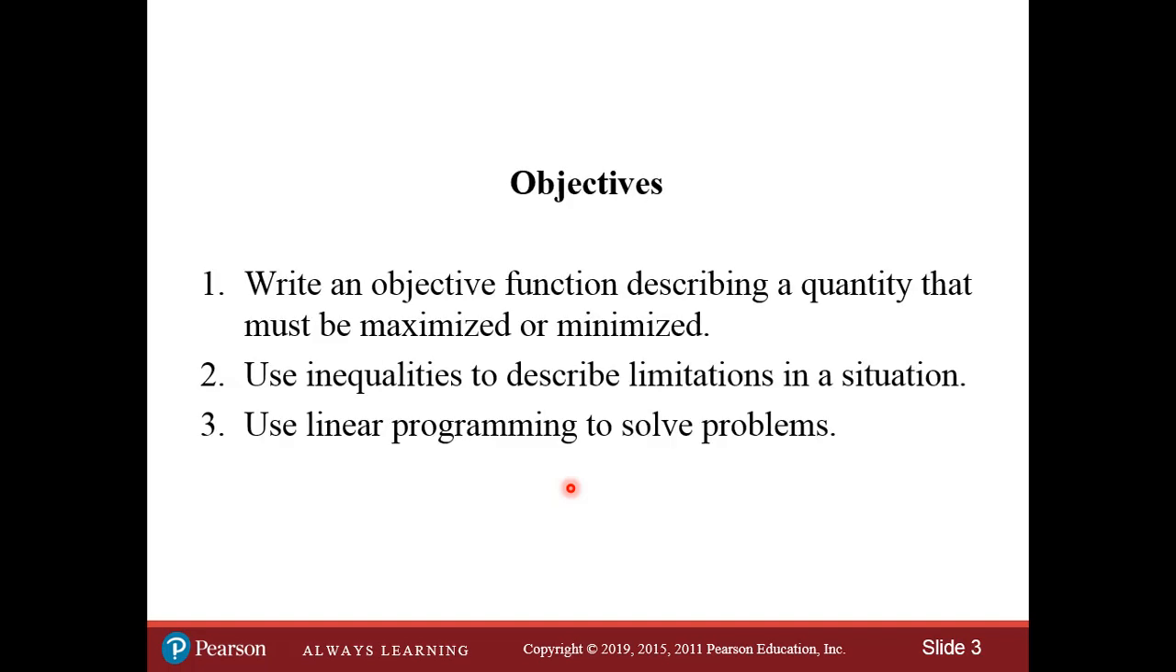We're going to talk about specific examples. The objective is we're going to learn how to write an objective function, that's the function we're trying to maximize or minimize, and how to use inequalities to describe the limitations in a situation. Those are called the constraints. Then we're also going to use linear programming to solve problems, and this comes up a lot. In fact, finite math deals a lot with linear programming.